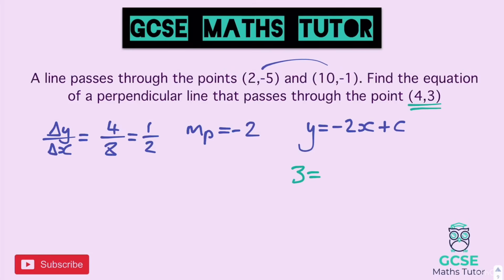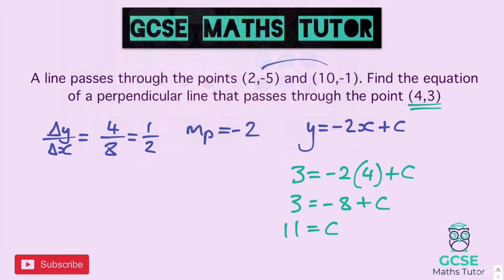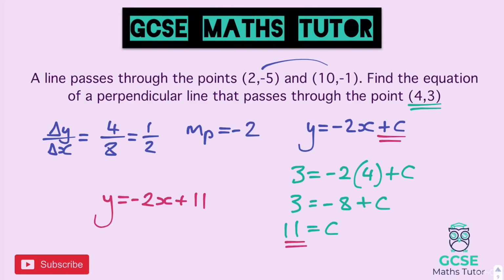So 3 equals negative 2 times 4 plus c. Expand that out. So 3 equals negative 8 plus c. And then solving that for c, add 8 to both sides, we'll get 11 equals c, or c equals 11. And then finishing it off just like before, putting it in place of c there, we'll get y equals negative 2x plus this 11 here. Right, there we go. And there's the equation of the line.